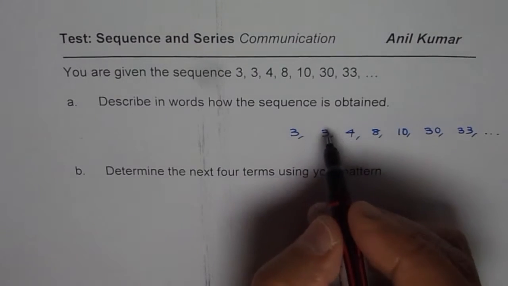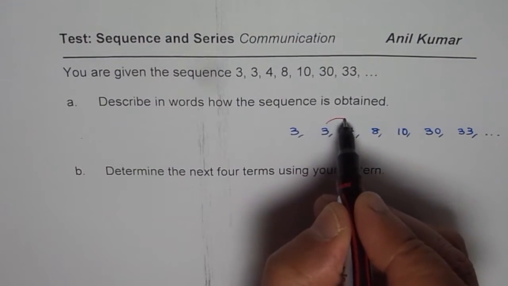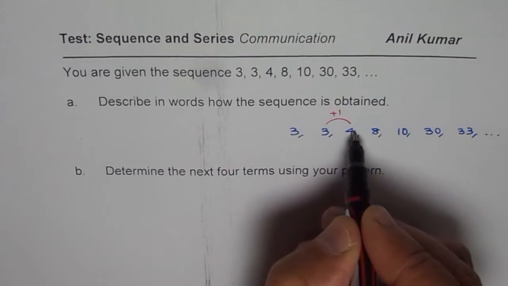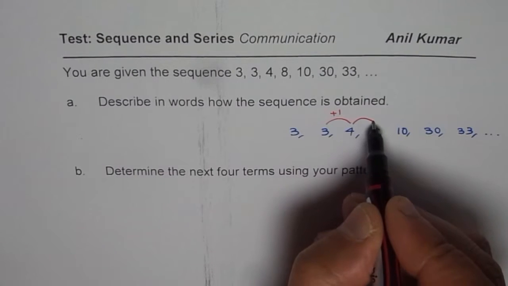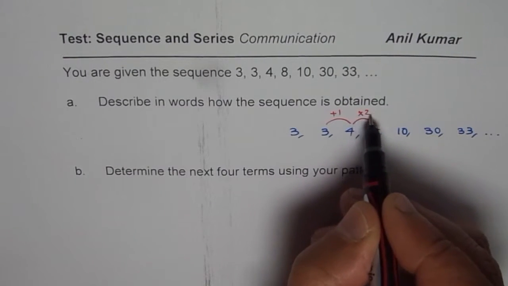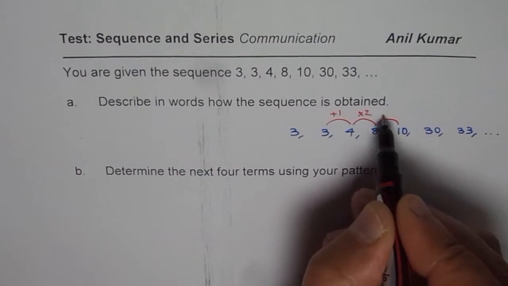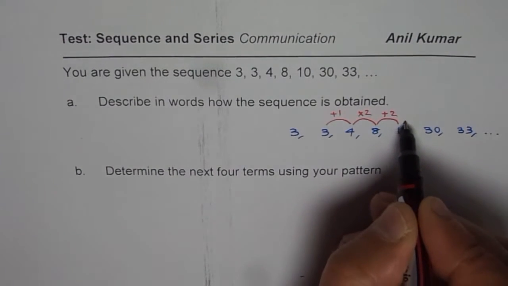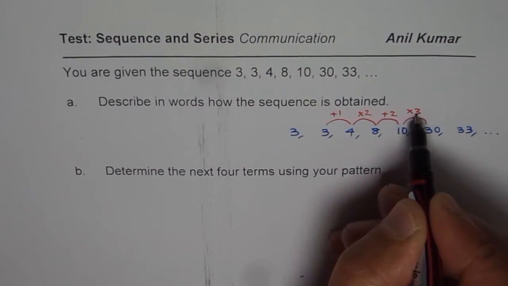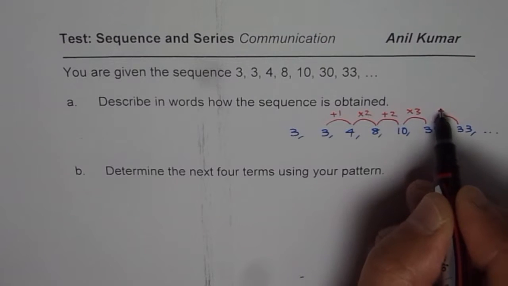So what we see here is, let me start from 3 to 4. It looks as if you add 1, you get this number, right? And from 4, what do you think? You should do times 2 to get 8. And from 8 to 10, you add 2 to get 10. And to get 30 from 10, you can do times 3. And to get 33, you could add 3.